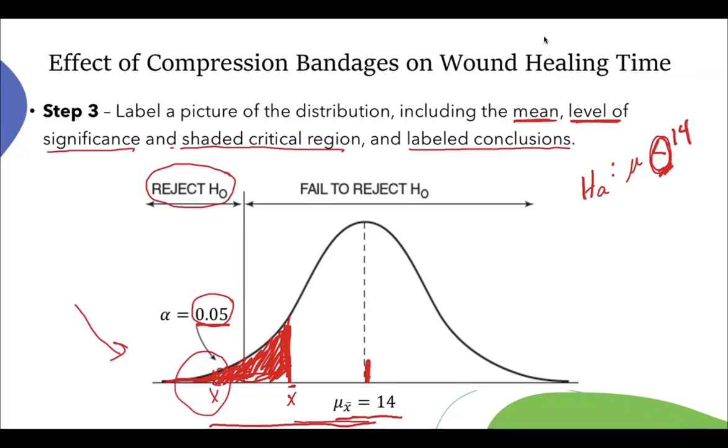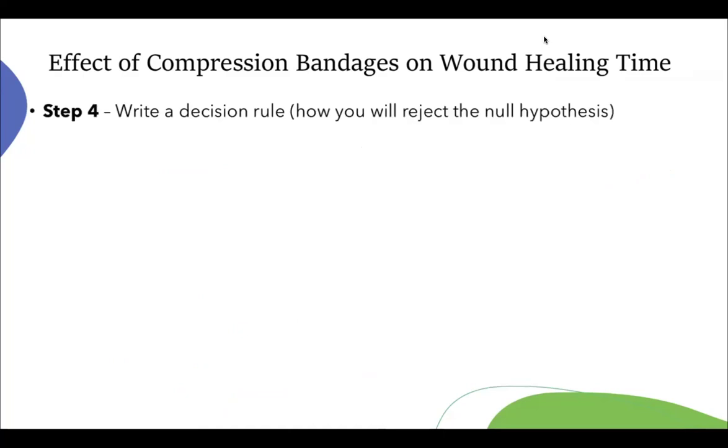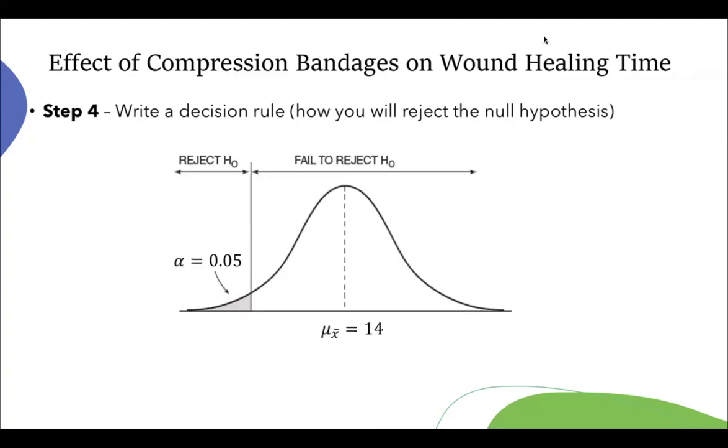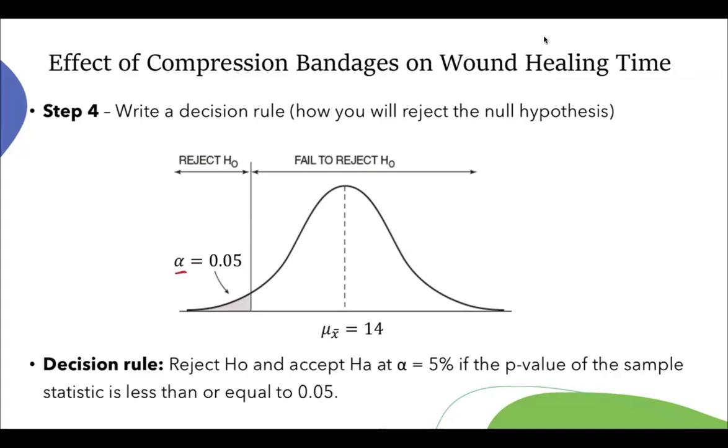In step 4, we are going to write the decision rule that enables us to reject the null hypothesis. So this is a guiding principle, the decision rule, on how we will eventually be able to reject the null hypothesis. So the rule for rejecting the null hypothesis is that the p-value we get must be smaller than or equal to alpha. So we're going to write that. We can reject the null hypothesis and accept the alternative. Those things go hand in hand. When you reject the null, you accept the alternative. At an alpha of 5%, if the p-value of the sample statistic is less than or equal to 0.05.